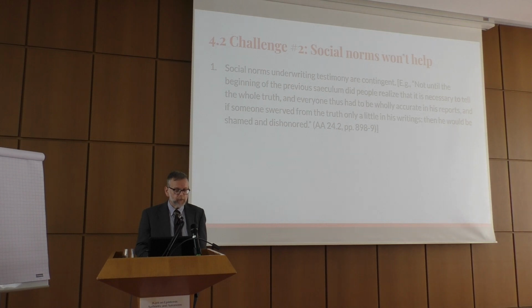"Not until the beginning of the previous era did people realize that it is necessary to tell the whole truth, and everyone thus had to be wholly accurate in his reports, and if someone swerved from the truth only a little in his writings, then he would be shamed and dishonored," right? So the idea here is this norm of truth-telling is actually relatively recent, right? I think Kant is optimistic that there was a norm of truth-telling in his day, but even if we grant that, the point would be that it wasn't there for long, right? So that there have been wide swathes of human history where there was no norm of truth-telling.